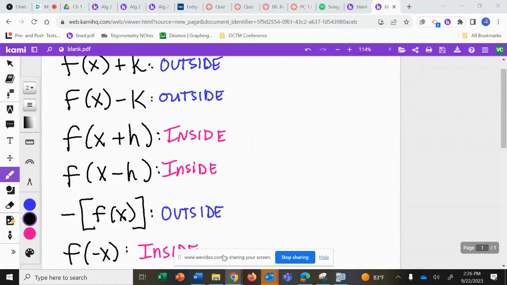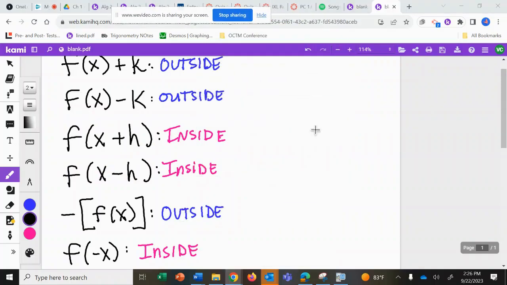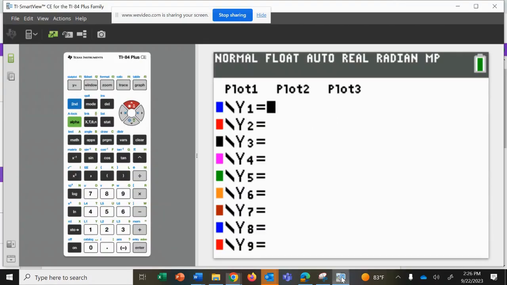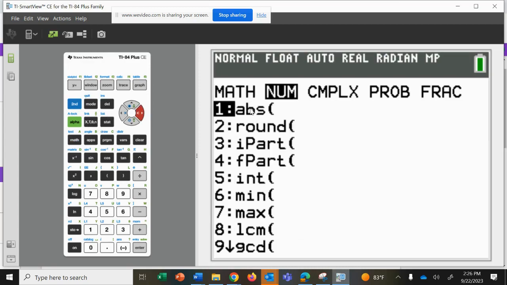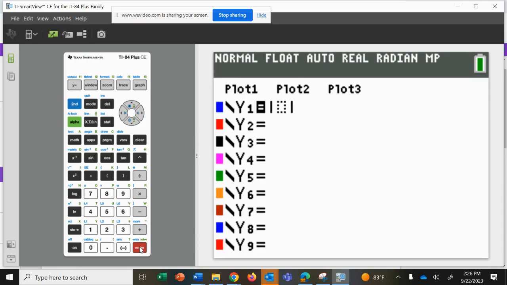Okay. So this is just a quick review from what we graphed last time. If you need to find absolute value of x, you need to do this on your own. You're going to go to math. You're going to arrow over to number, and it should be choice number 1. So math, arrow over, choice number 1, and it should be there in y equals.